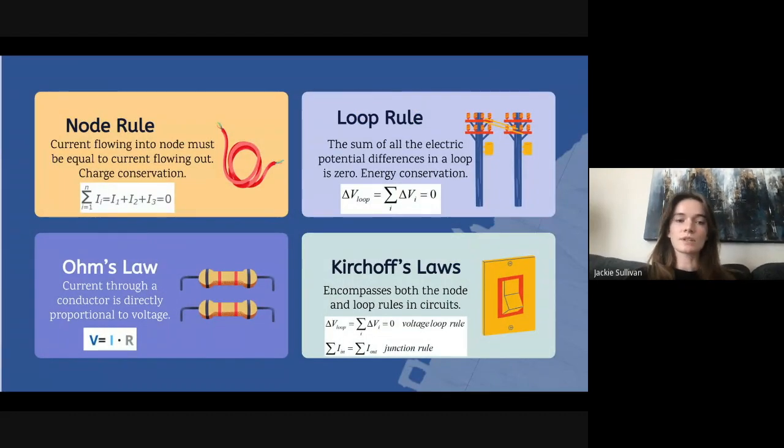So some quick physics principles. The node rule is the current flowing into the node must be equal to the current flowing out, and this shows that there is charge conservation. The loop rule is the sum of all the electric potential differences in the loop is zero, so this shows that there's energy conservation. Ohm's law is the current through a conductor is directly proportional to the voltage. And then we also have Kirchhoff's laws, which help us get to both the node and the loop rule.